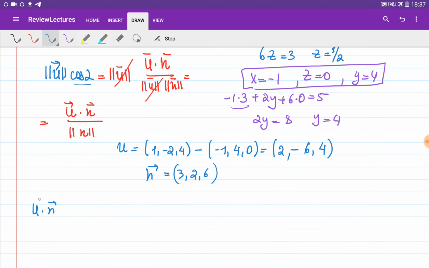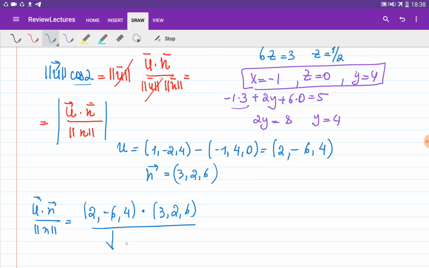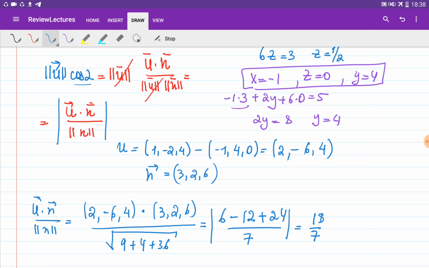So u dot n divided by the norm of n. This is going to be equal to 2. Please note that I need to take its absolute value, obviously. Minus 6, 4 dot 3, 2, and 6 divided by the length of the normal vector, which is going to be 9 plus 4 plus 36. So 2 multiplied by 3 is 6, minus 6 multiplied by 2 is minus 12, and 4 multiplied by 6 is plus 24, divided by the square root of 9 plus 4 plus 36, which is 49, and the square root of 49 is 7. So I need to take its module. This is going to be equal to minus 6 plus 24 is 18 over 7, which is the distance between this point and the plane.